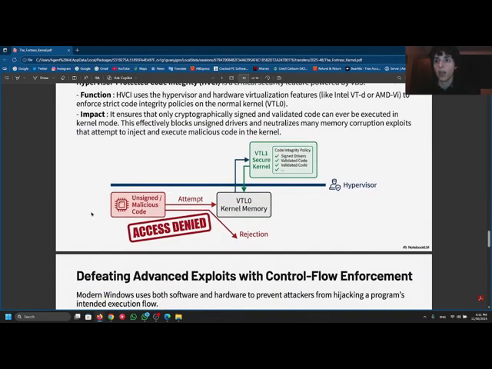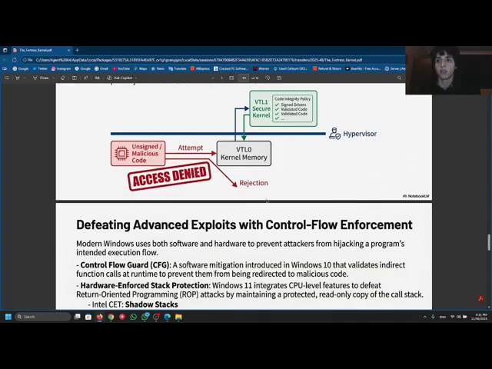Now, we have an unsigned malicious code trying to run in VTL0. It asks for permission. System checks. It's an unsigned driver. So if it's a signed driver, it will pass. If it's unsigned and not validated, it will be rejected.